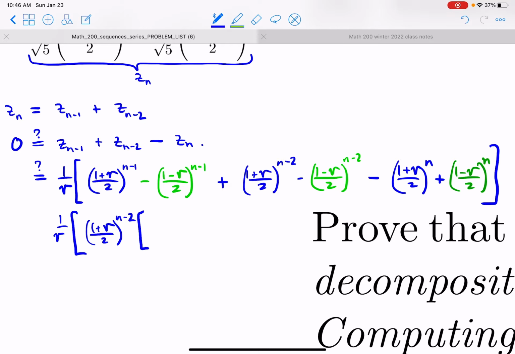What are those 3 terms? Well, they are, if I pull out n minus 2, I have 1 power of that left over. If I pull out an n minus 2, I have a plus 1 left over. If I pull out an n minus 2, I have 2 of those left over.